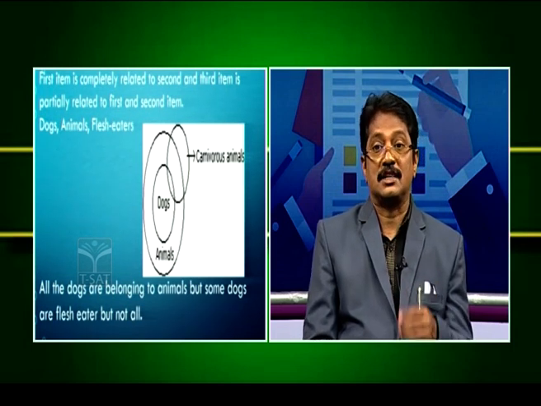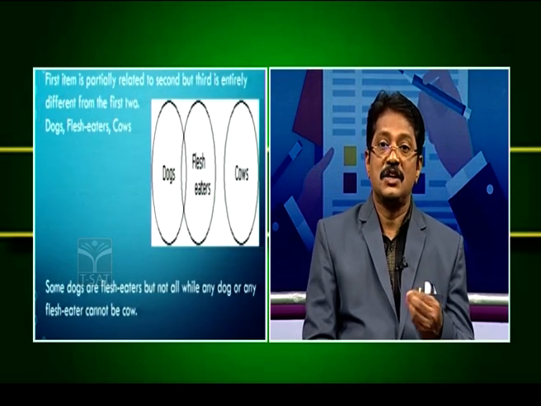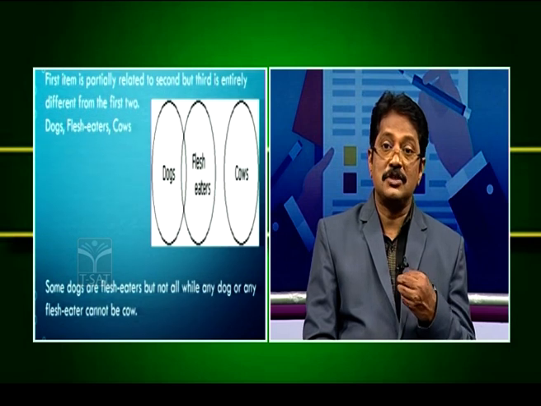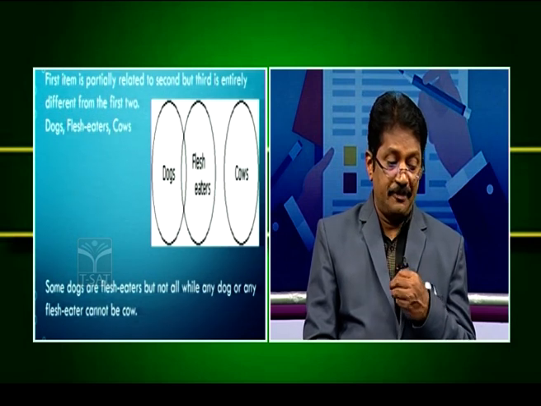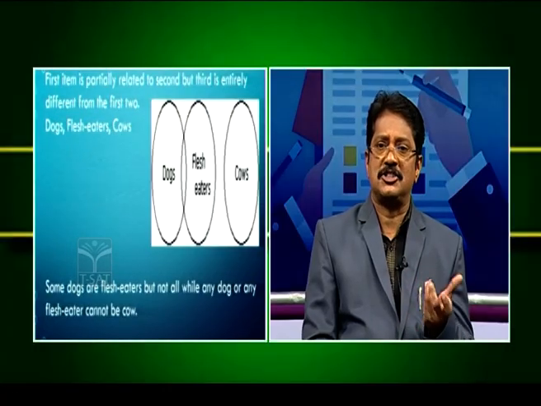So, you have to understand. After the explanation of all these, you can understand what the difference is here. Now, come to the other one. Here the first item is partially related to the second, and the third is entirely different from the first two. I am taking the same example, but with a small change.